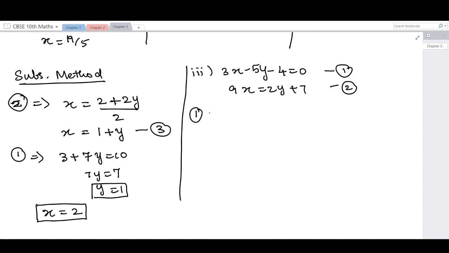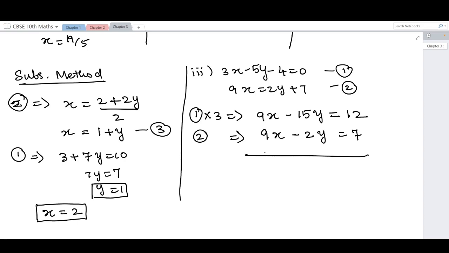So I am going to multiply the first equation by 3. We will get 9x minus 15y equal to 12. And the second equation I am going to multiply by 1. So 9x minus 2y equal to 7. If you subtract the second equation from the first one, x will get eliminated and you will get the y coefficient to be minus 13 and the constant value to be 5. So the value of y equal to minus 5 by 13.